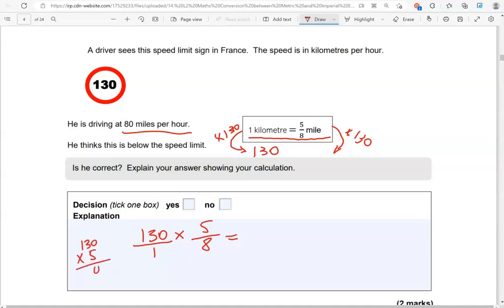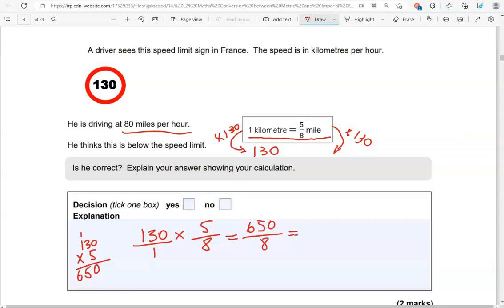Five times 0 is 0. 5 times 3 is 15. So 5 down, 1 carried over. 5 times 1 is 5, and the 1 is 6. So that is 650 58ths. Can we simplify this further?